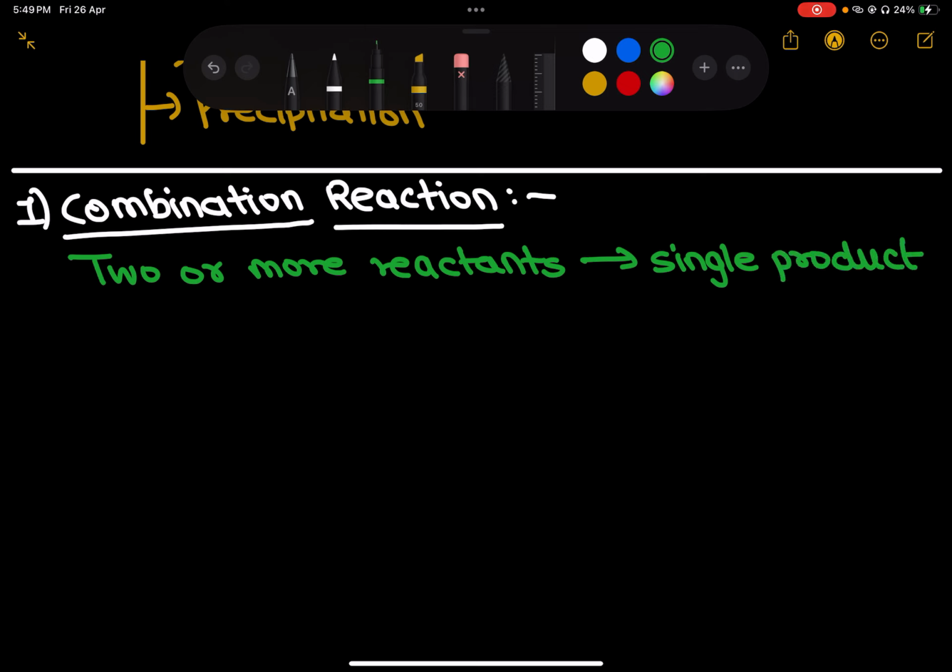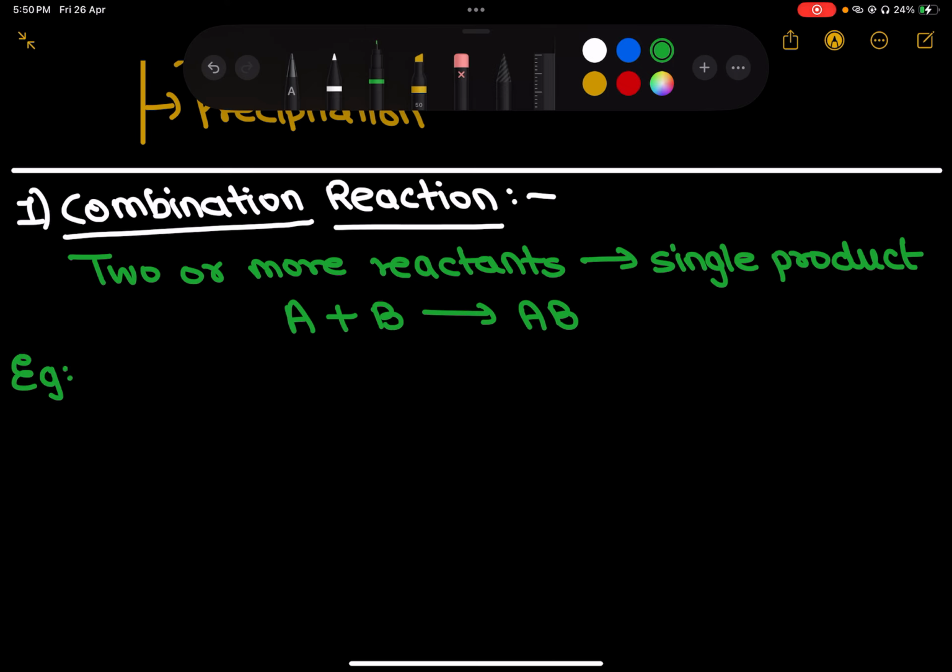Okay? So for example, if I give you the general formula for this, A plus B gives AB. Okay, so this is the general formula. So basically A, B and AB can be elements or compounds, whatever. But there are two or more reactants and a single product. That's the most important thing. Okay, so let's see some examples. We have seen these before, but not under the context of combination reaction. So let's see some of them.